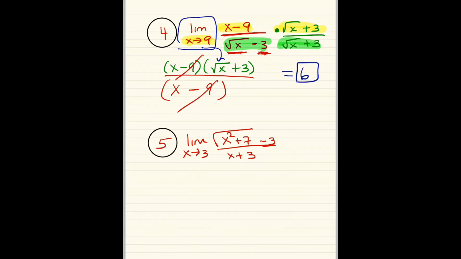Okay? So let's try this problem. Let's plug 3 in here. 3 squared is 9. 9 plus 7, 16. Square root of 16 is 4. 4 minus 3 is 1. 3 plus 3 is 6. I did not make a mistake. I wanted to show you how important it is to always stick to the rules. Direct substitution first. Do not look at problems and say, oh, let me multiply by the conjugates. You may not have to, okay? So that's why I put this problem here.